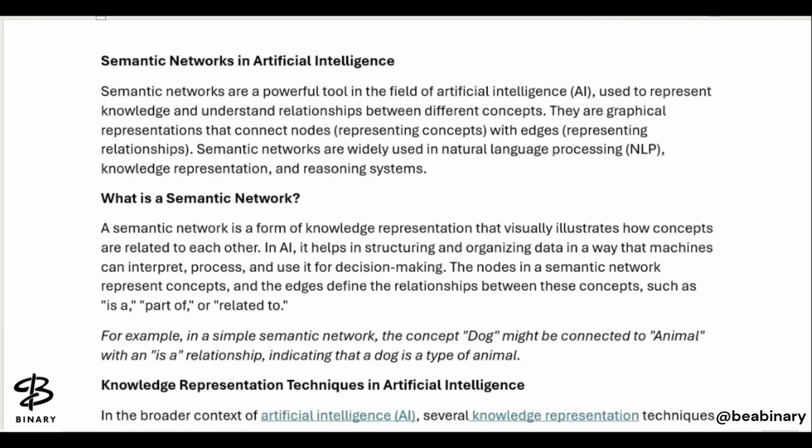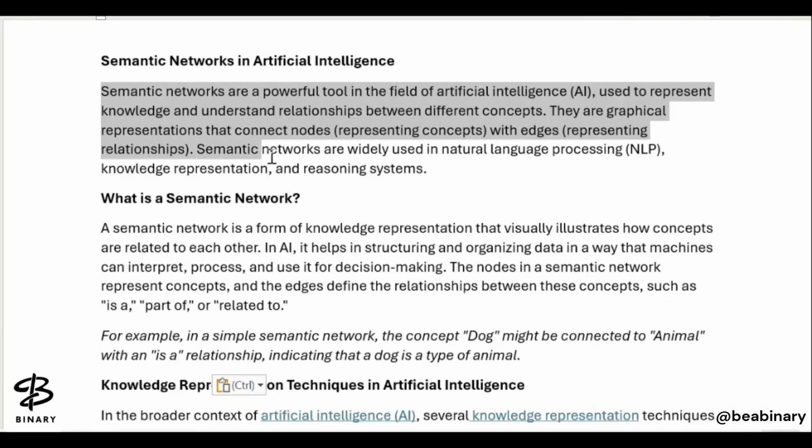So what comes under the semantic network? It's a powerful tool in the field of artificial intelligence used to represent the knowledge and understand the relationship between the different concepts. They are the graphical representations that connect the nodes, which represent the concepts, with the edges, which represent the relationship. So simply we are talking about how the various concepts in a particular artificial intelligence application are connected. We are going to discuss that in terms of a semantic network.